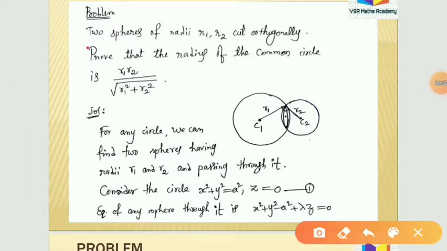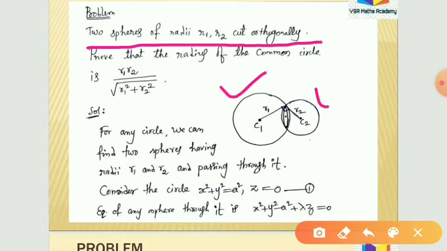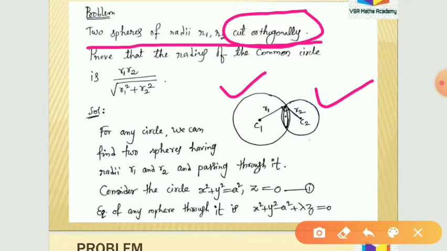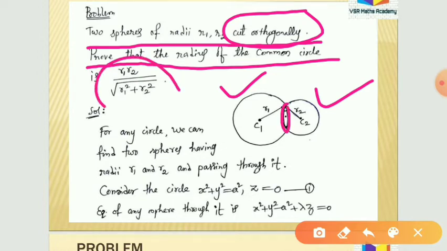First problem. Two spheres of radii r1 and r2 cut orthogonally. There are two spheres; the radius of one sphere is r1 and the radius of the other sphere is r2. These two spheres cut orthogonally, so the two spheres are orthogonal. What do we have to prove? Here, if this is the common circle, we have to prove that the radius of the common circle is r1 r2 by root of r1 square plus r2 square.